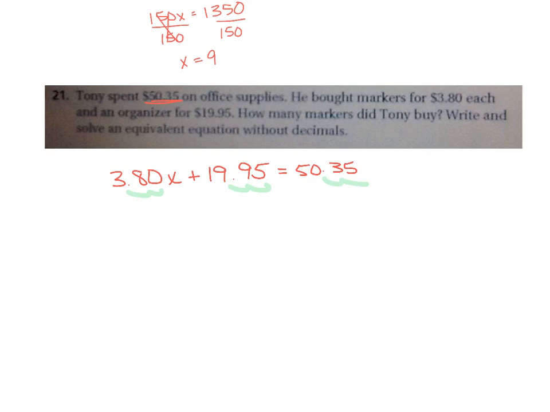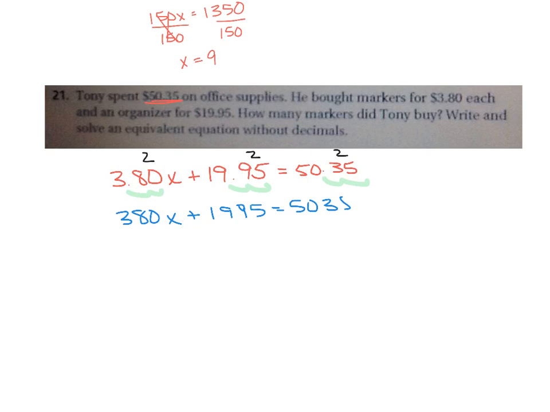Okay, so we have 2, 2, and 2, which means we're going to move the decimal to the right 2 places for each. So we have 380x plus 19.95 equals 50.35. And now we move the constant of positive 19.95.